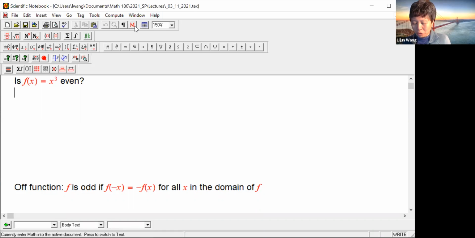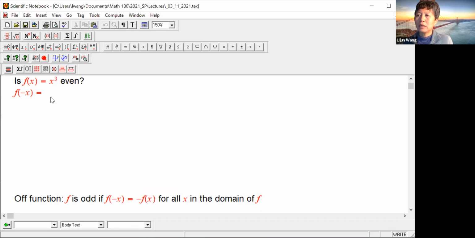Okay, to know if it's even or not, if you go by definition, you just have to compare. You just have to compare if your input is negative x. Okay, what are you getting? You're gonna get negative 1 to the power 3.